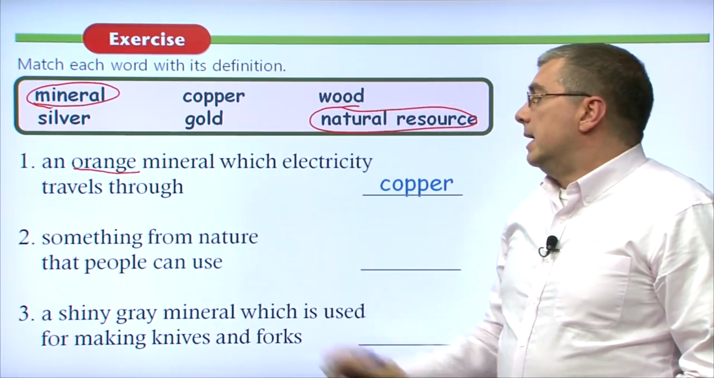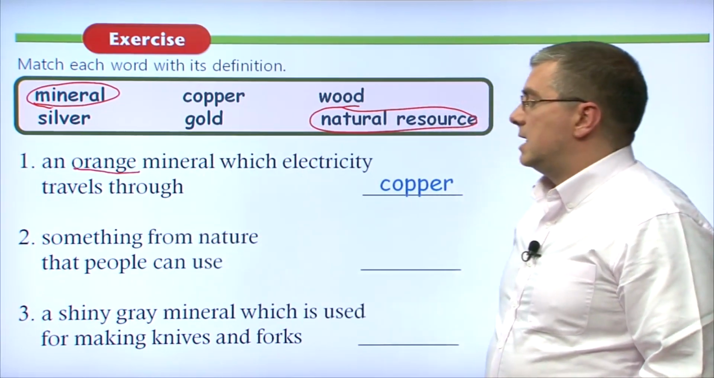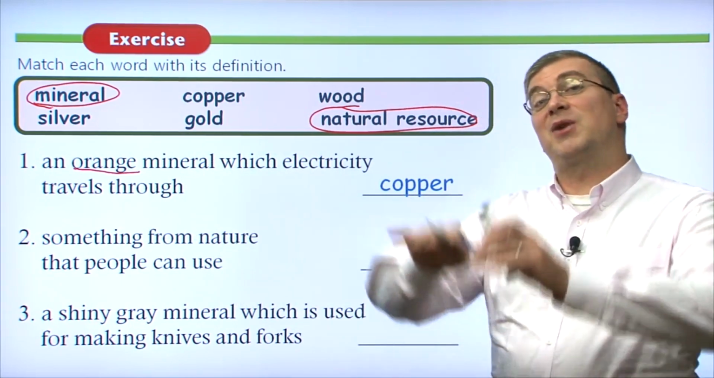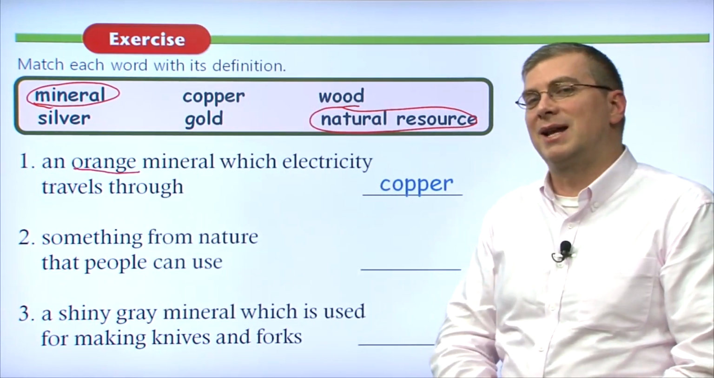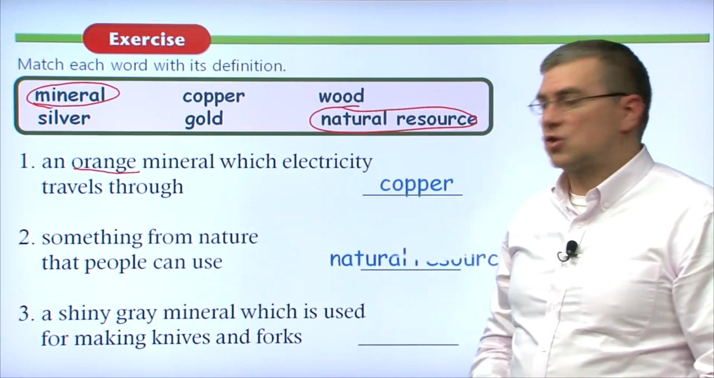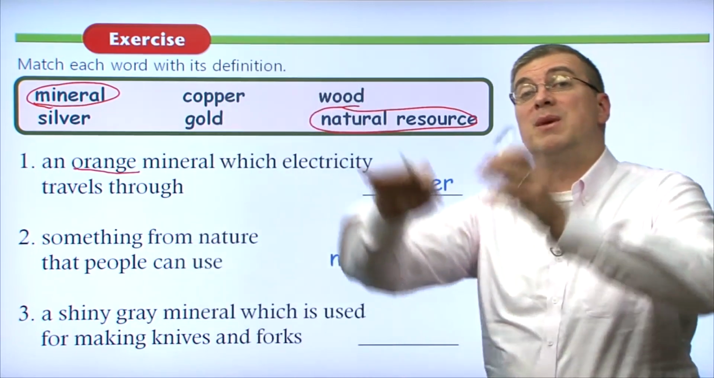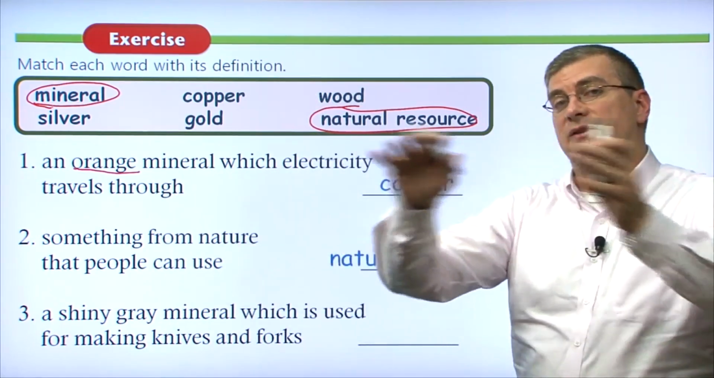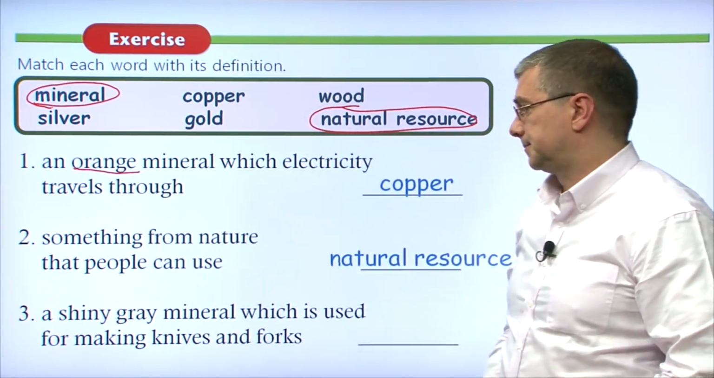Okay, number 2. Something from nature that people can use. Something from nature. Sounds like one of those big words, those umbrella words, right? Something, anything from nature that you can use. We call that a natural resource. That's our umbrella word. That's the biggest word that encompasses all of those other small words.